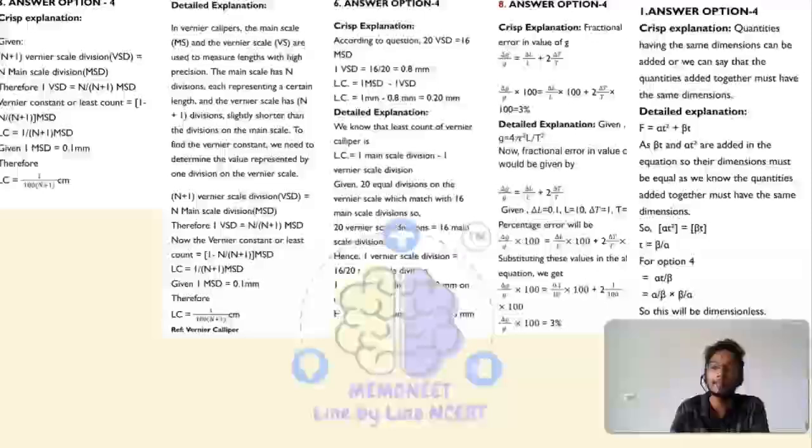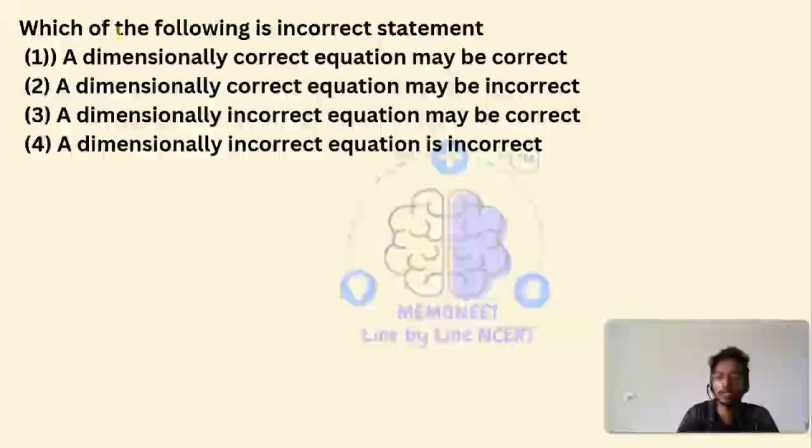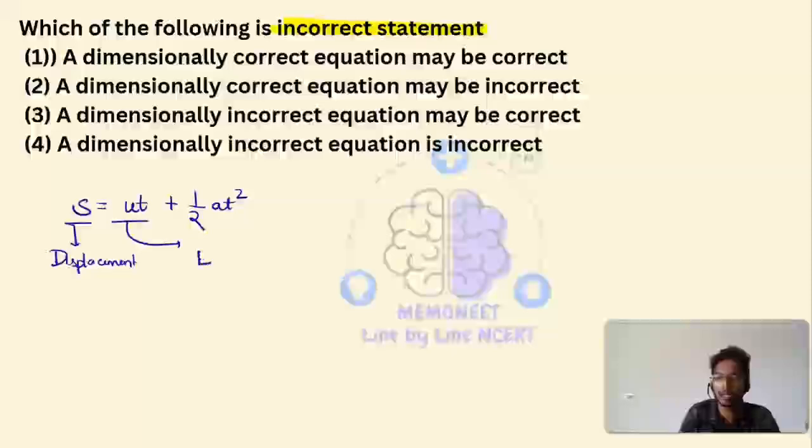Okay, so let's look at another question. Is an incorrect statement. A dimensionally correct equation may be correct. Let's say we have S equals ut plus half at square. Everyone knows the formula. Here S is the displacement. For ut, it is velocity, that is L t to the power minus 1 for u, and for the time, that is t to the power 1.